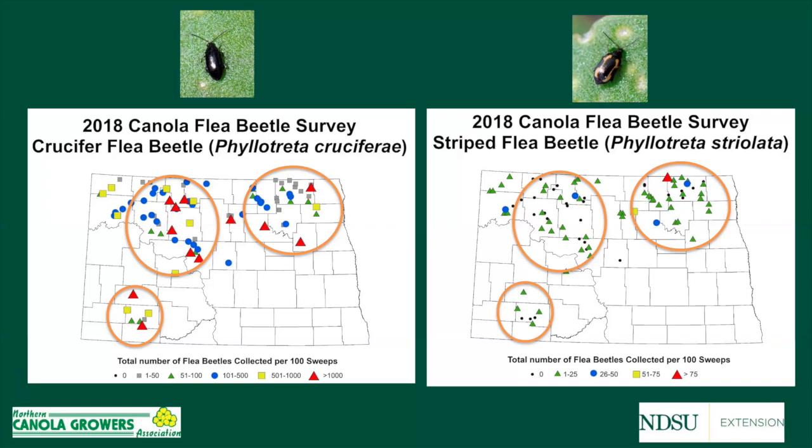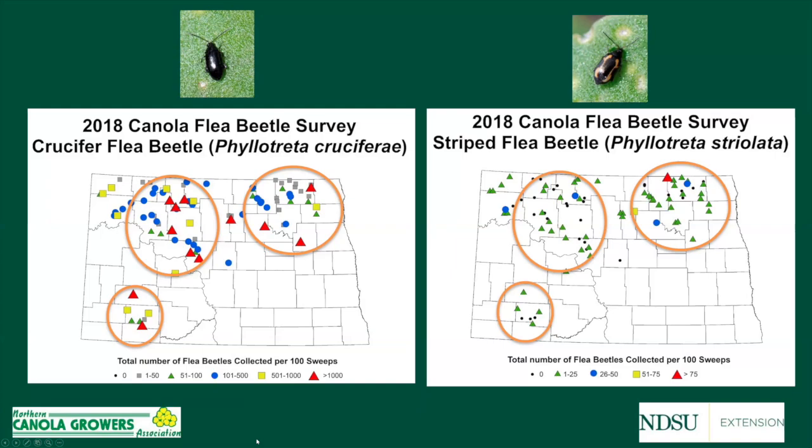And as you can see, the crucifer flea beetle is widely distributed throughout the canola production areas. And if you look at the red triangle at the bottom, the red triangle here is more than 1,000 total flea beetles per 100 sweeps. So that's a very high number of flea beetles. So this is the most dominant species that we see.